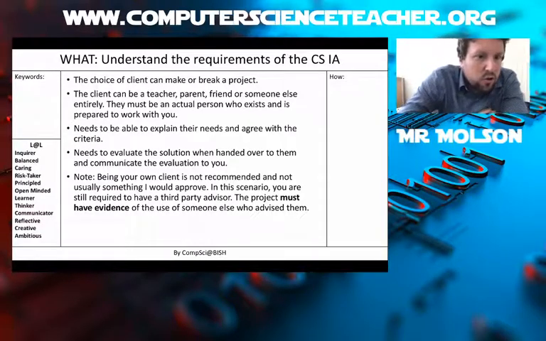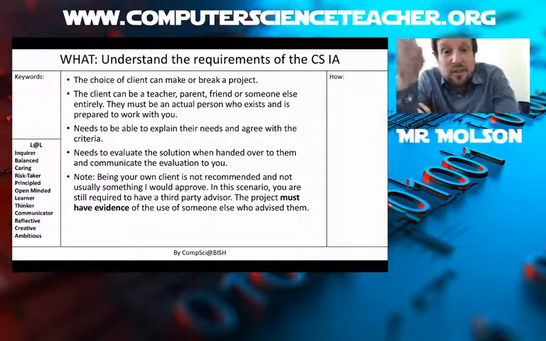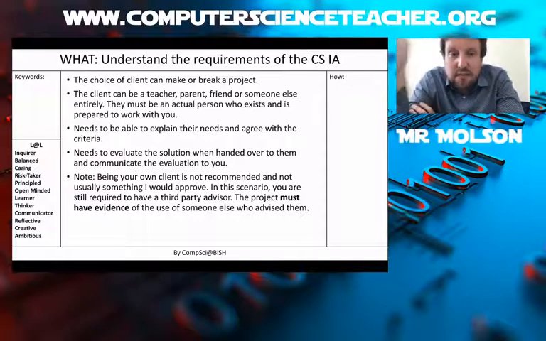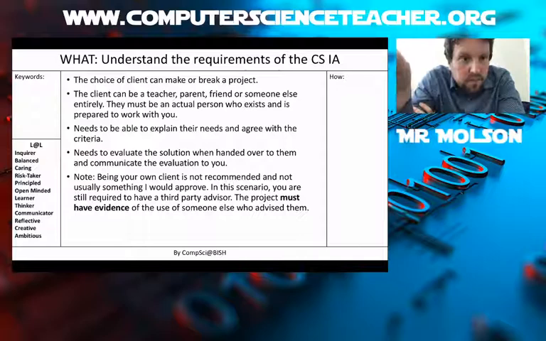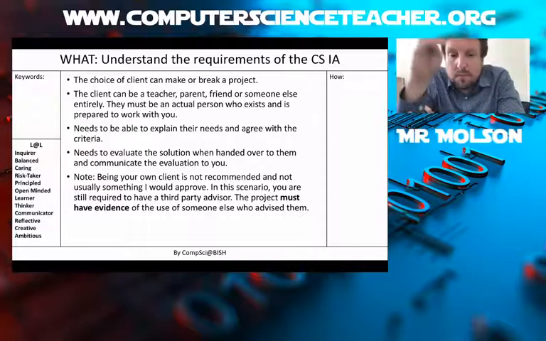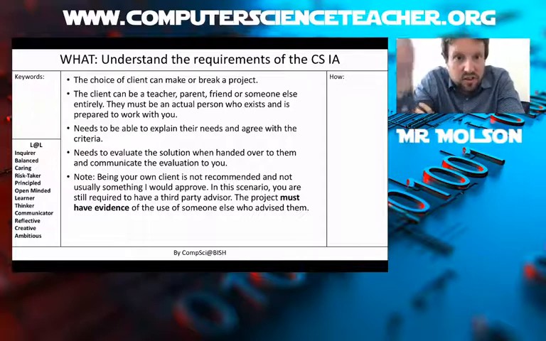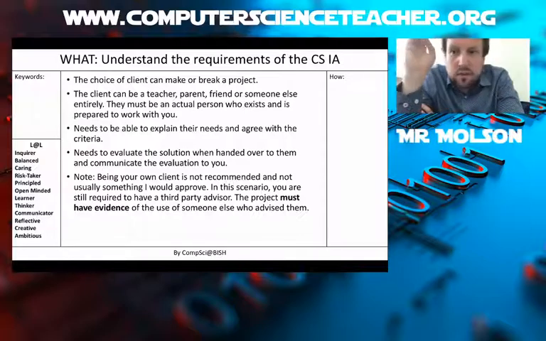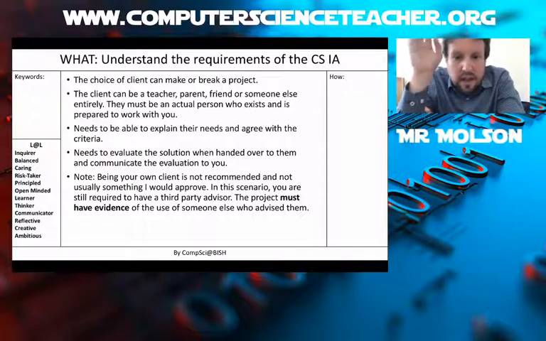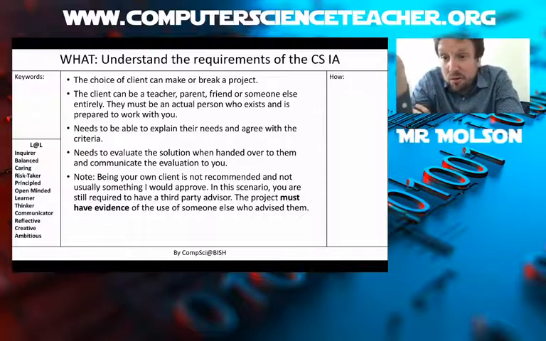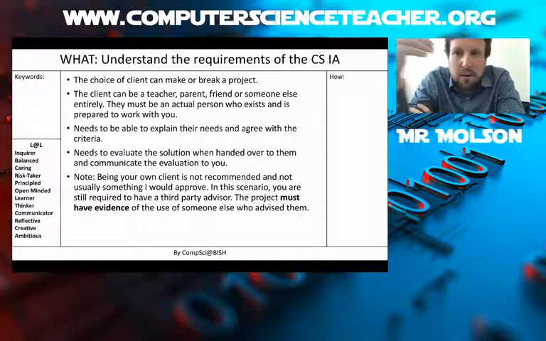What they need to do is have a problem. They need to be able to explain what their needs are, what they require. And you need to be able to go back to them with your success criteria, and they need to agree on that success criteria. They will also need to spend time with you when you've completed the solution, talking to you to evaluate your solution and giving you some feedback about what they think of it.